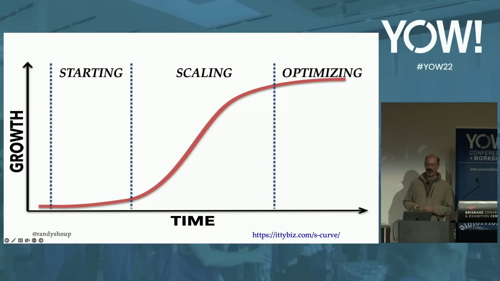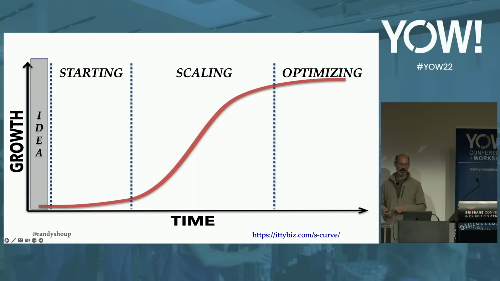Okay. The structure of the talk going forward is I want to talk about the phases of products and companies, and then talk about what the appropriate patterns and forces are at each of those phases, which will tell us what kind of architecture we need to have. So let's start with what I like to call the idea phase. This is before we've written any code. What is the thing that we're even trying to build?